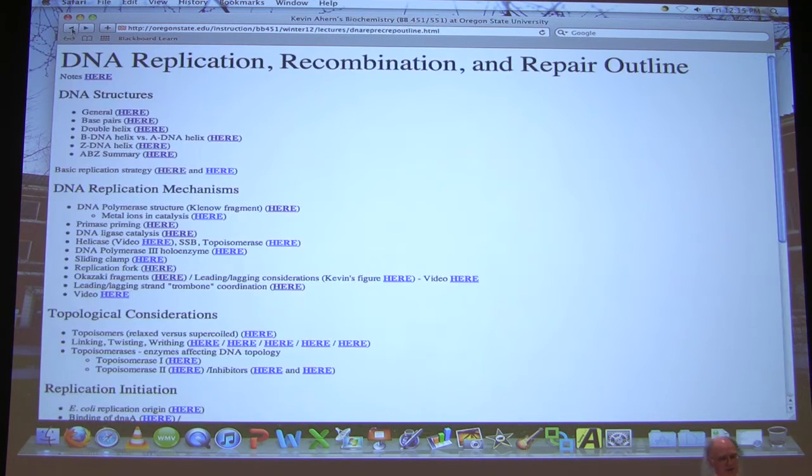Okay, I will slow down and stop there and take any questions that you might have with respect to that. Yes, sir? When the DNA polymerase is proofreading and it backs up, does it just delete everything as it's backing up?